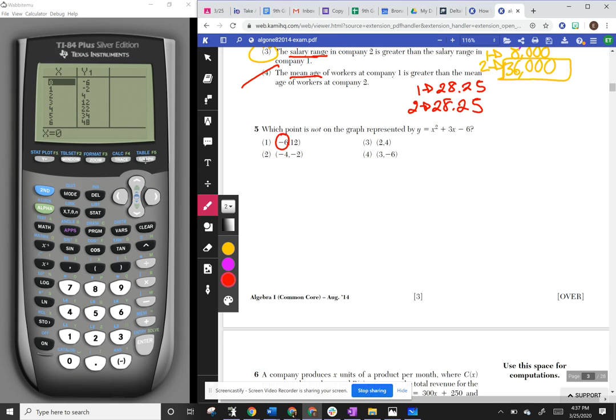I'm going to go to the table. So in option number 1, x is negative 6. So I'm going to scroll up to negative 6 and see what y is. Okay, so when x is negative 6, y is 12. This point is on the graph, so it's not our answer. Go to negative 4. When x is negative 4, y is negative 2. This point is on the graph, so it is not our answer. I'm going to go to when x is 2. When x is 2, y is 4, so this point is on our graph, which means this one better not be, and it's not, right? When x is 3, y is 12, not negative 6. This point is not on our graph.